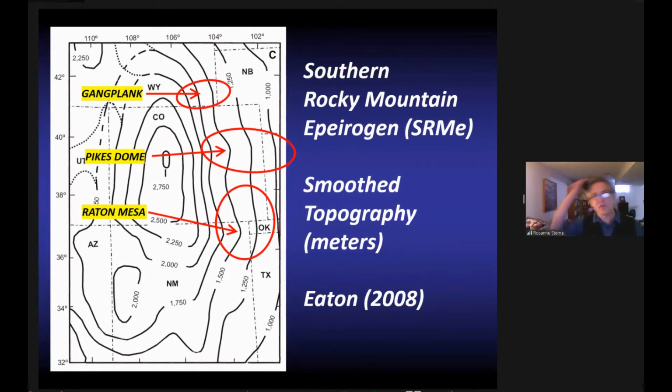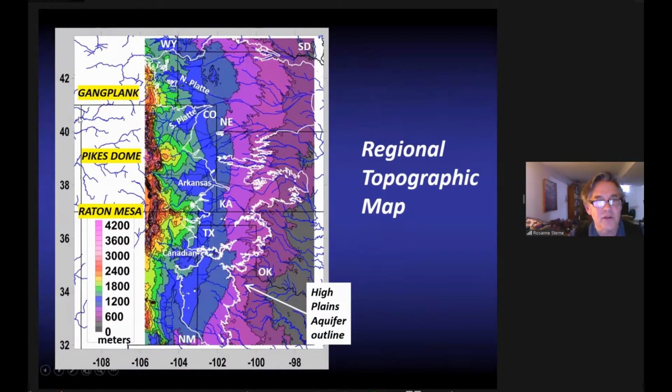So let's first look at regional topography. So again, here's Colorado and Wyoming, New Mexico. And already in the regional topography, you can see a high nose up at the Wyoming border. This would be the Gangplank area. Come down into central Colorado, and you've got this nice topographic nose in the Pikes Peak area. Pikes Peak is right there. So this would be Monument Hill. And then you can go up onto Raton Mesa, so climbing up to the New Mexico-Colorado border, and there's another large one there.